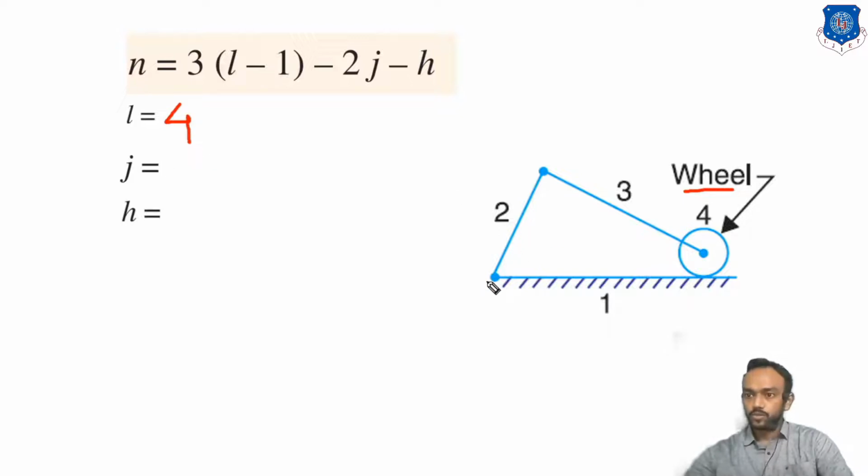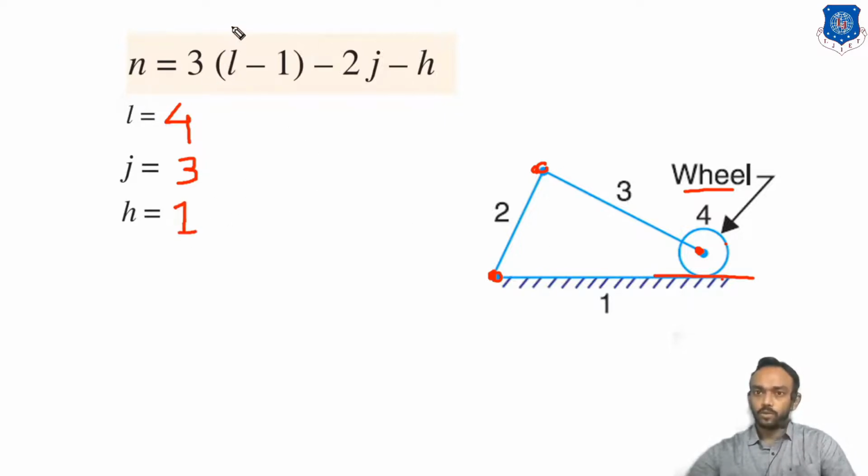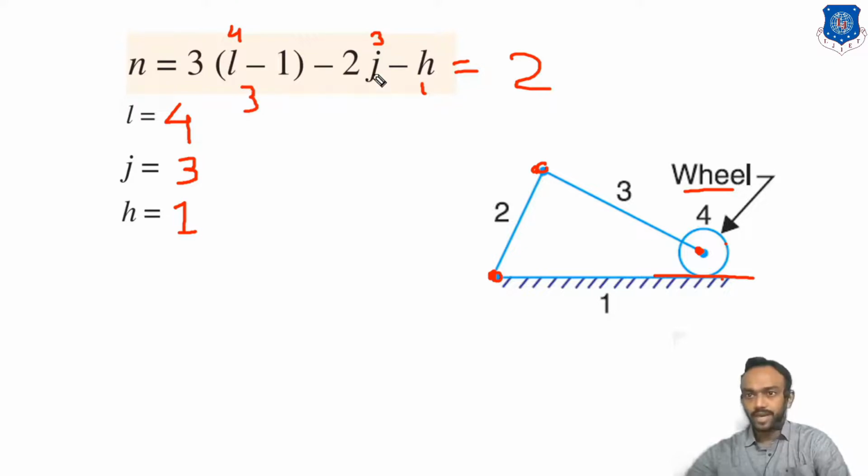How many joints? First there is a turning pair between 1 and 2. Between 2 and 3 there is a turning pair. Between 3 and 4, because this roller is rolling with respect to 3, there is a turning pair, lower pair, and there is a point contact between this wheel and this surface, so there is 1 higher pair. If we put 4 here, 3 here, 1 here, what do we get? We will get degree of freedom 2. 4 minus 1 is equal to 3. 3 into 3, 9. 9 minus 6 minus 1, so this will be 7. 9 minus 7, this will be 2.